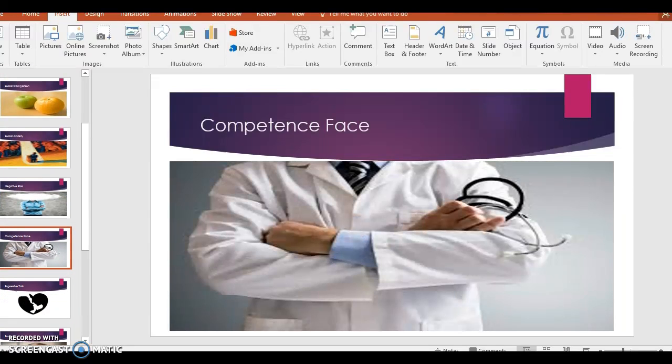Competence face. Competence face is the action or the feeling that one must appear competent or intelligent to others. This is something that I struggle with every day. I always feel that I'm looked at as stupid or unintelligent. I use the picture of a doctor because doctors in their everyday profession need to use competence face in order to go about their job.